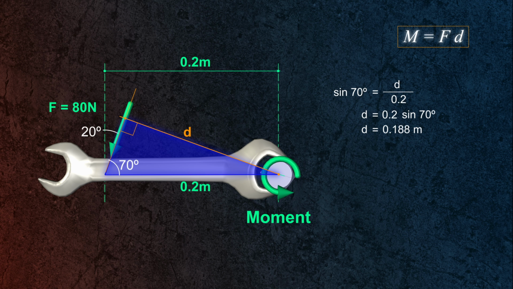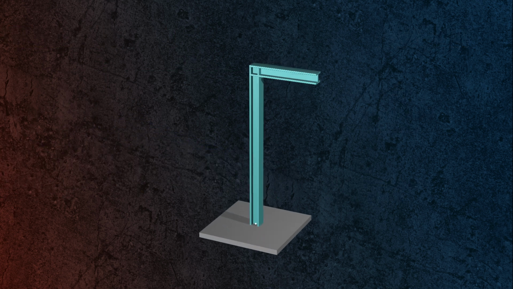Now that we have the moment arm, we can calculate the moment using the formula M = F times D. Substituting the values, M will be equal to 80 newtons times 0.188 meters. This gives us a moment of approximately 15.04 newton meters. Let's look at another example.